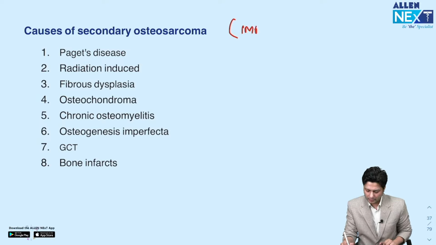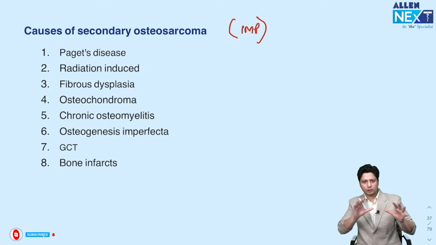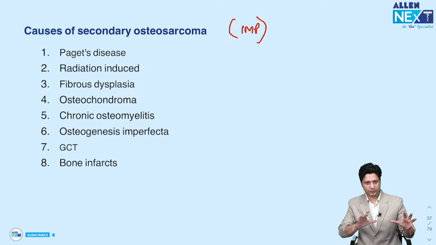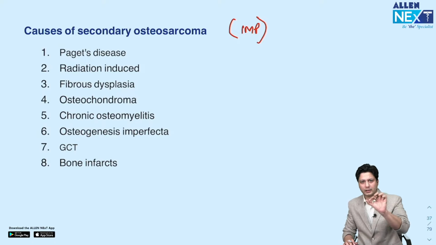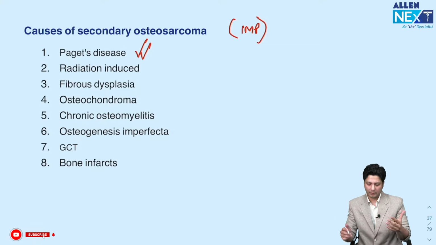This is a very important table which we are expecting to be asked very commonly. Over the past many years, although they are asking questions out of osteosarcoma, they are not touching this topic, what are the causes for secondary osteosarcoma. We are expecting this question. Paget disease, most importantly, you have to remember.